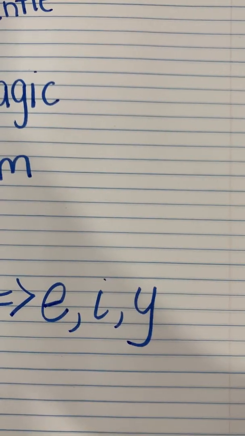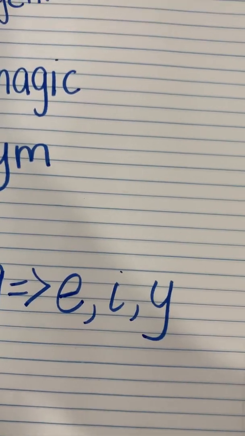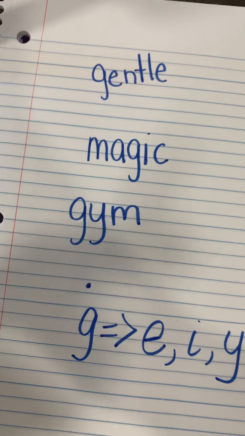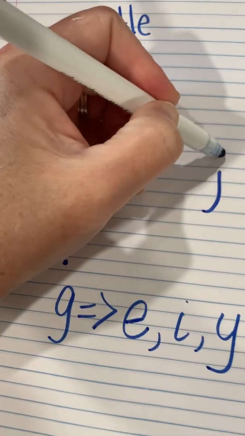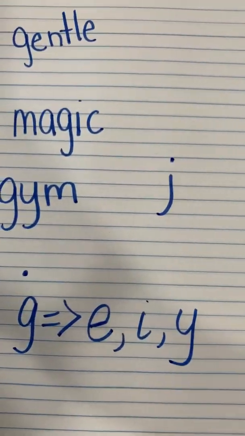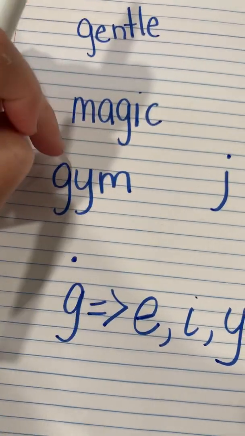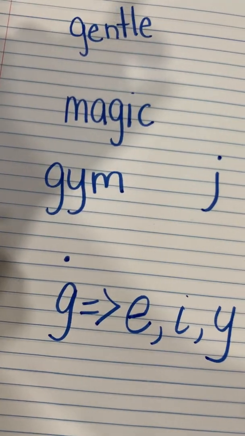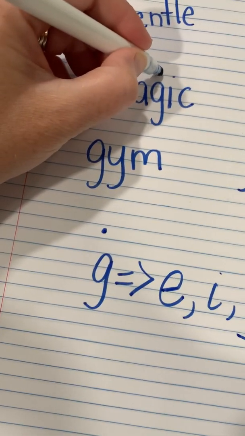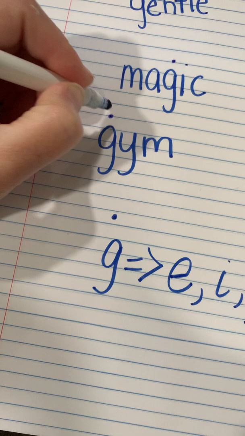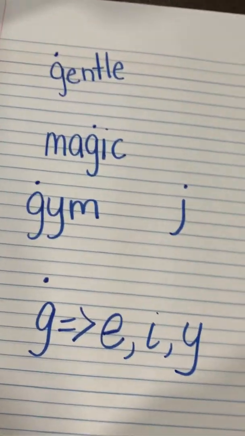When we see the letter G before E, I, or Y, we're going to code the G with a dot to remind us it has a sound like a J, J, J. Because when we write a J, what do we do? We put a dot on it. So when the G is followed by an E, I, or Y, we put a dot on it like we would dot our J, because it makes the J sound.